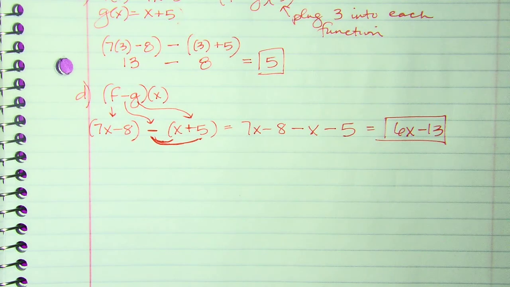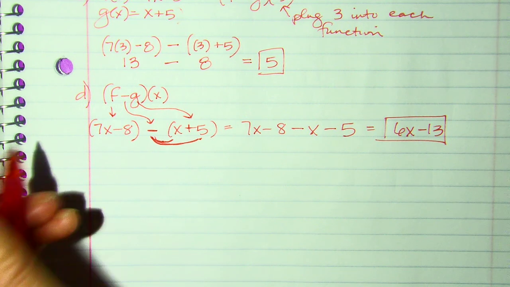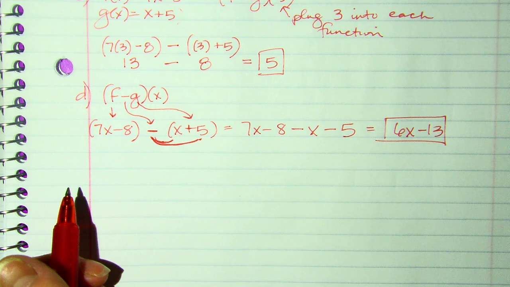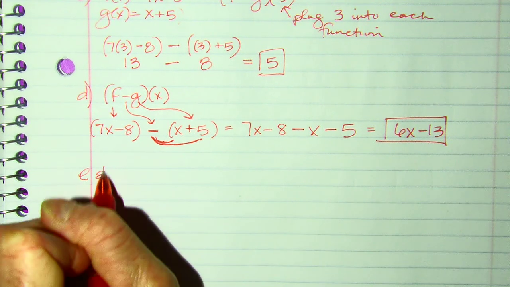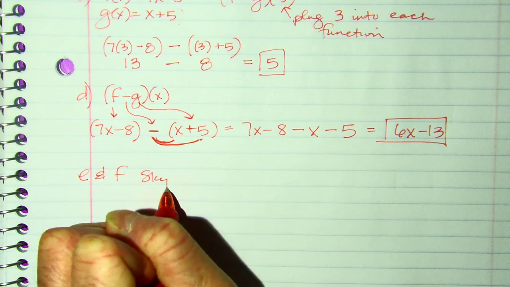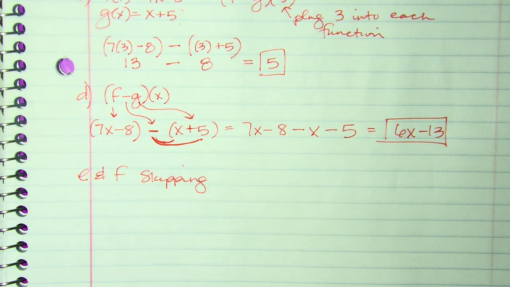We are going to skip, I believe we're skipping f. Wait, where's E? Did I leave off E? E and F we are skipping. And so then we're on to G.